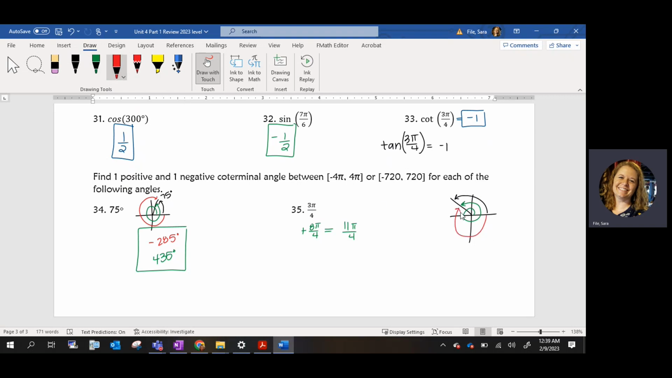Now to get this angle in the negative direction, you can think, oh, this is 1 pi fourth past a half circle, which is pi, or 4 fourths. Or mathematically, you can say, well, adding a full circle or subtracting a full circle. So 3 minus 8 is negative 5 pi fourths. So you have one positive and one negative coterminal. All right, so that is it for the review.